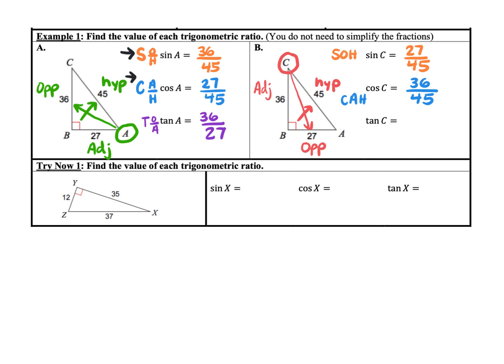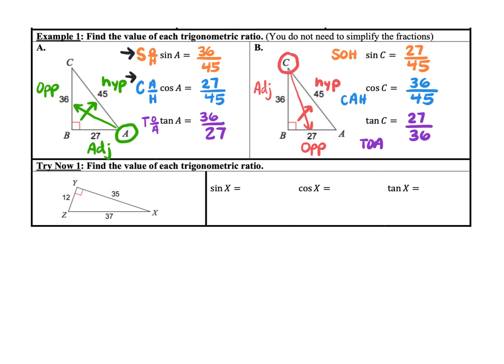So the sine of A is the same as the cosine of C, and the cosine of angle A is the same as the sine of angle C. And then finally, let's finish off with our tangent. So the tangent is the TOA of SOHCAHTOA. We want opposite in the numerator, which is 27, and adjacent, 36. So those are the trig ratios.